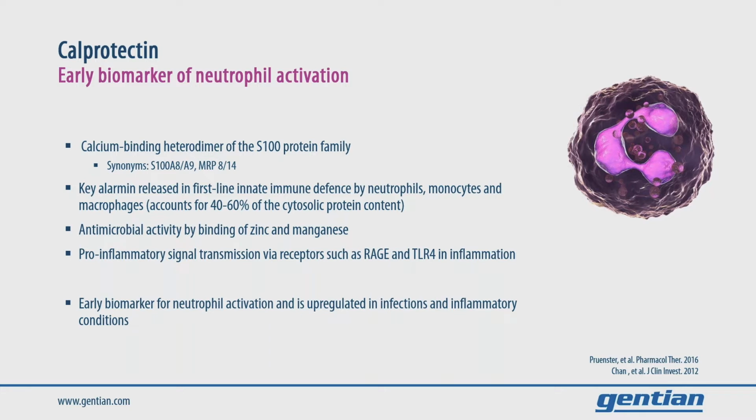Calprotectin is also a pro-inflammatory transmitter, mainly by binding to two receptors, RAGE and the toll-like receptor 4, driving the progression of inflammation. And due to its fast and direct upregulation in the inflammation reaction, Calprotectin has been shown to be a valuable biomarker in a whole range of inflammatory conditions, including bacterial infections, lately also in severe COVID-19, but also in non-infectious inflammatory conditions, including autoimmune diseases and rheumatoid arthritis.